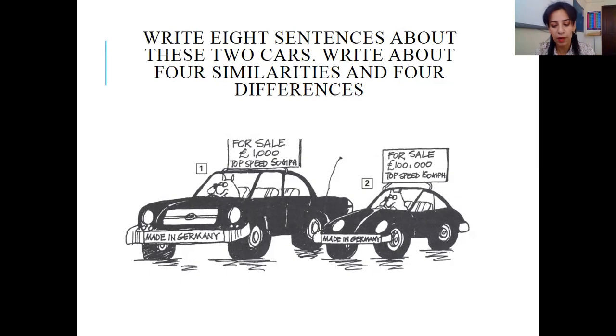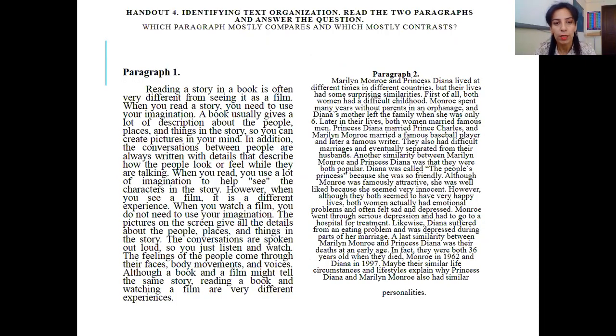Both cars have a clear for sale sign. They are both made in Germany. The next one is car 1 is the same color as car 2. They are both black. A dog is sitting in the passenger seat of car 1. Likewise, car 2 has a dog sitting in the passenger's seat in car number 2. So, dear students, that was about the similarities and differences of two cars.